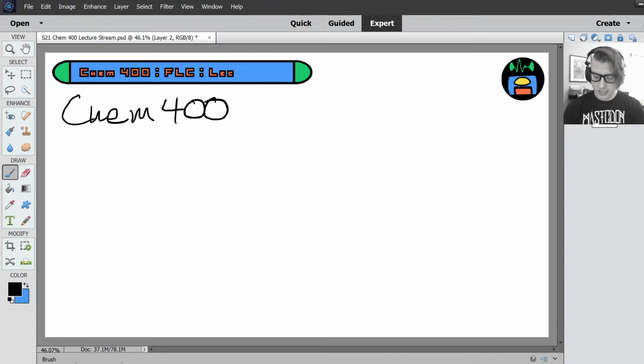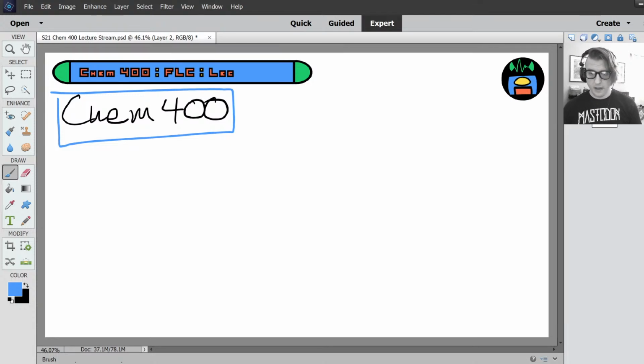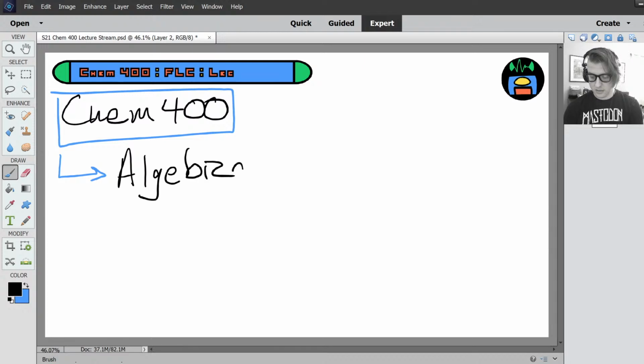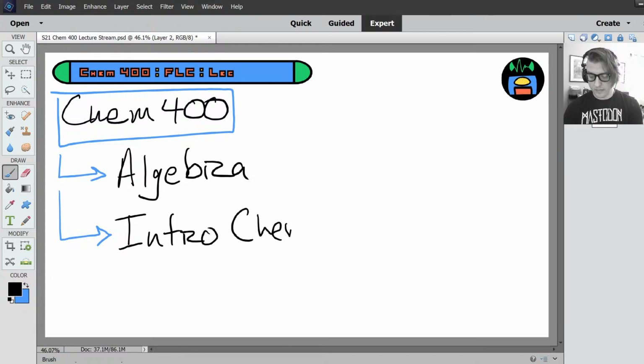Chem 400 is the first semester in a two-sequence course of general chemistry. Next semester's 401, and there are prereqs for this course. The prereqs are an algebra course and some sort of intro chemistry course. This could be Chem 305, which we teach here. Other colleges teach a class called Chem 100. It could be high school chemistry, but some sort of chemistry in your background is required for this course.